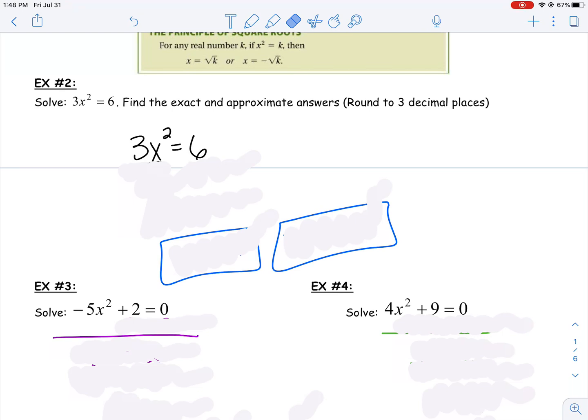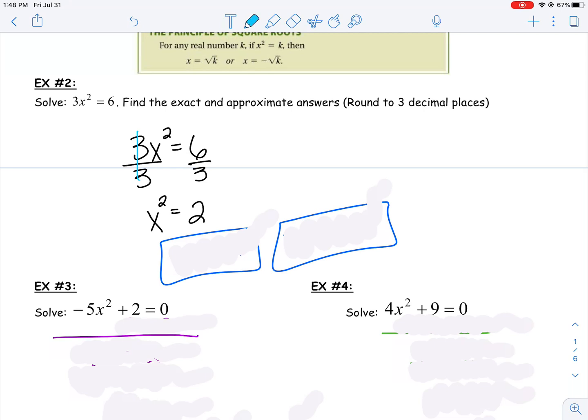We want to isolate that x squared. I noticed that it was an x squared, so I should have two answers, right? Let's go ahead and first get rid of the 3 by dividing both sides by 3. You notice that the 3 was right next to the x squared, which means multiply. So the opposite of multiply is divide. We're going to divide both sides by 3, and we end up getting x squared equals 2.